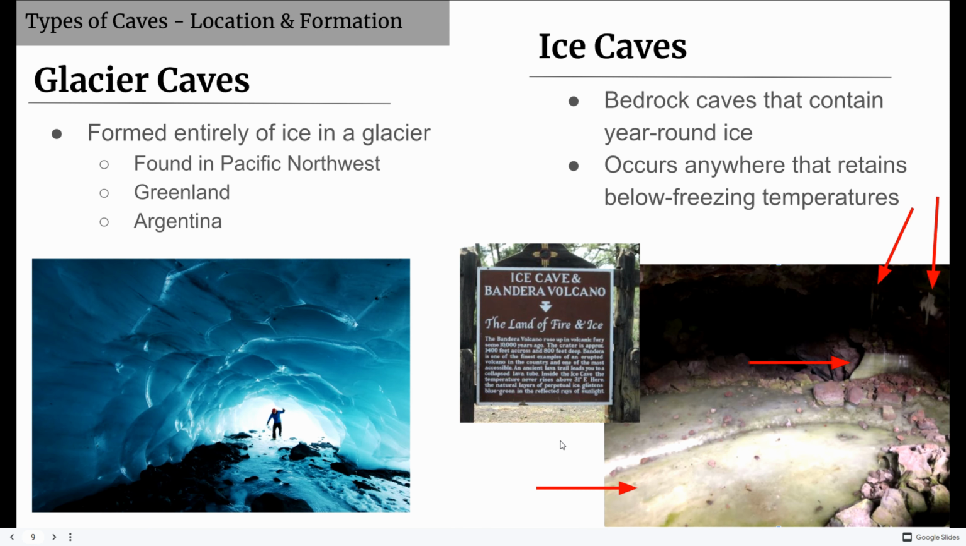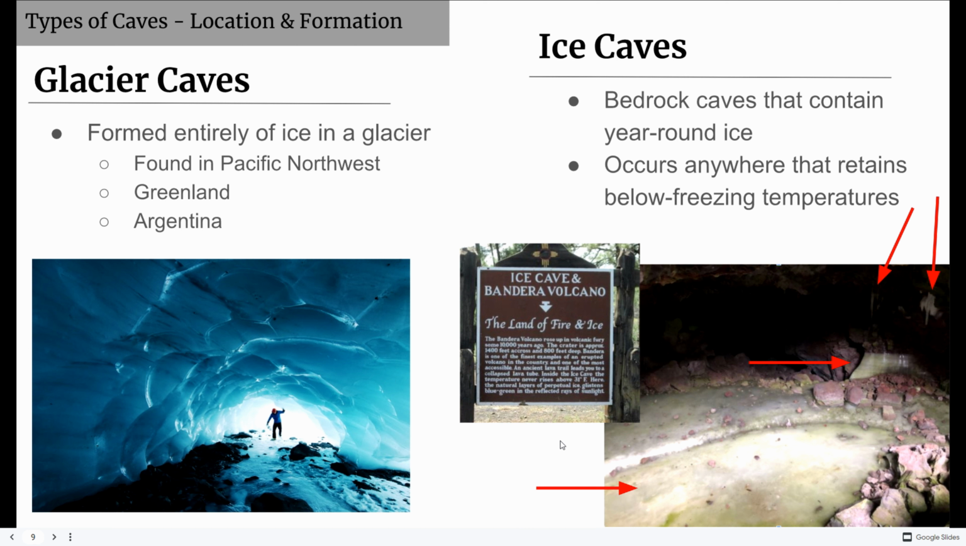Our next type is going to be glacier caves. Now, glacier caves are made of ice, but they are not the same thing as an ice cave. Ice caves are made from regular rock, and the water gets in there, and the conditions of the cave inside that rock make it so that the water freezes inside there and is perpetual ice. It never thaws out. Once it goes in, it freezes, you're done.